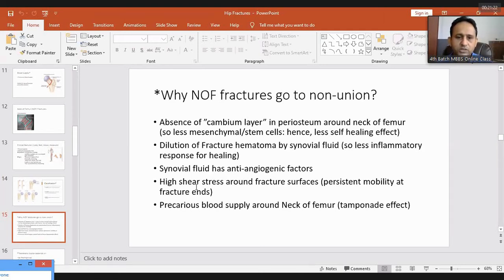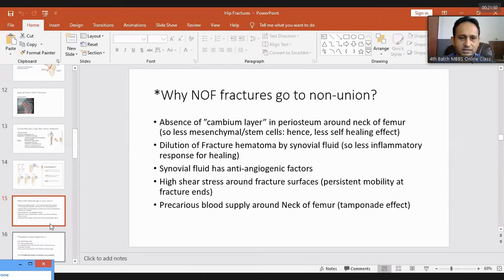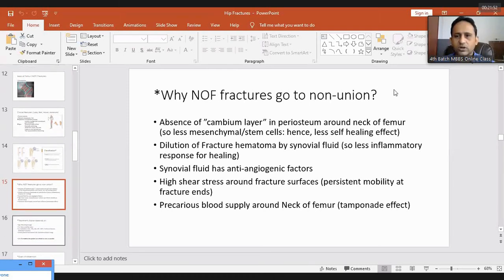And also, because the synovial fluid is there, you get additional hematoma, and you get a tense fluid around there. What it does is like tamponade. Tamponade is giving pressure. When the intracapsular pressure significantly rises, it compresses the retinacular vessels and the subsynovial vessels. So there is further reduced blood supply to the head and neck region, and that further adds to delayed healing.